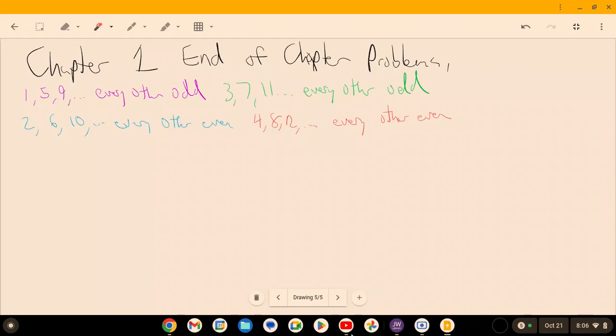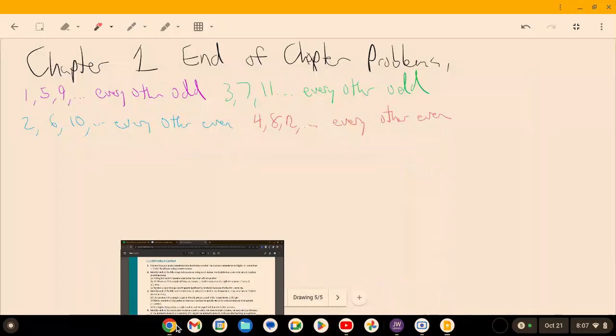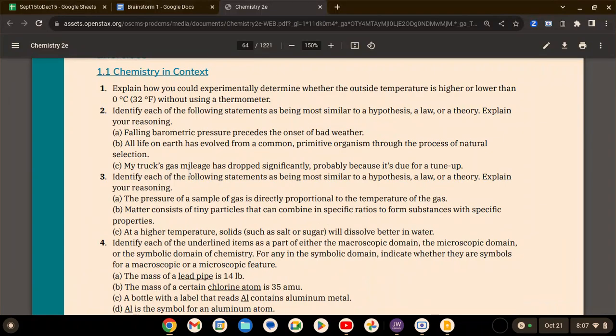So the way I'm going to do this is I'm going to flip over to Google Chrome. I already have the book loaded on 2 different computers. That way, on this computer, I can flip back and forth so I can take notes and actually do the problems, but I have it on the other computer so I can look at the problem while I'm working on it. So yeah, OpenStax Chemistry, Chapter 1, end of chapter problems.